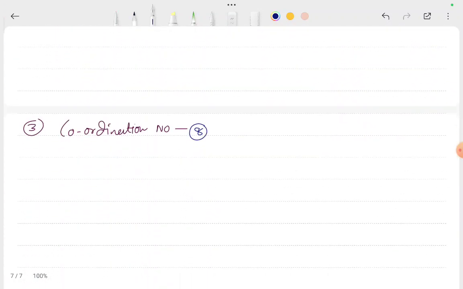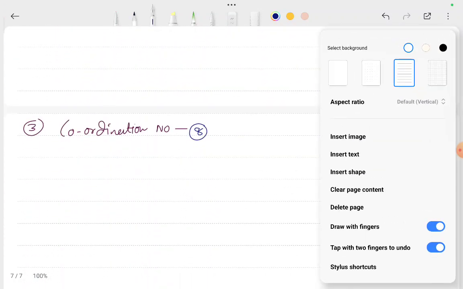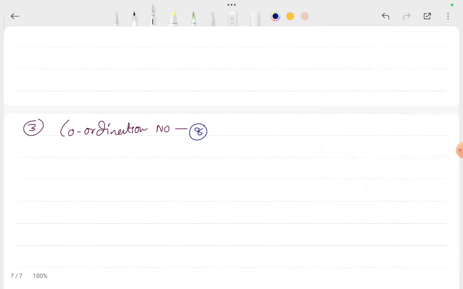So it's all very easy. Just practice all these figures and be clear about them. So the first nearest neighbor distance is equal to root 3 a by 2. Okay.